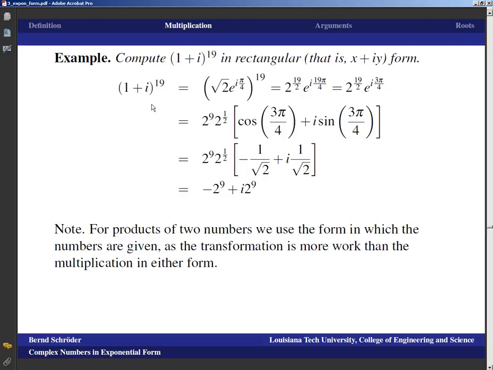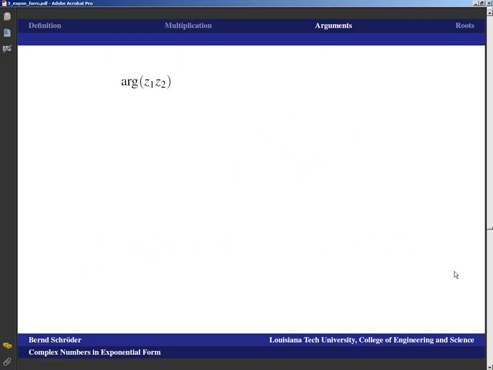And well, if you just have a product of two numbers, then we typically use the form in which the numbers are given, because transforming from one form to the other takes more work than just multiplying the numbers either in exponential form or in rectangular form.